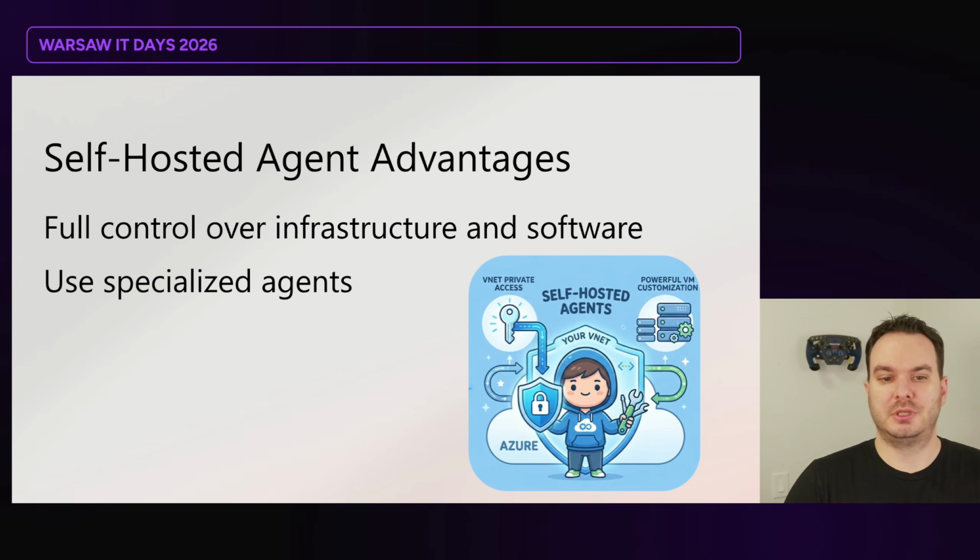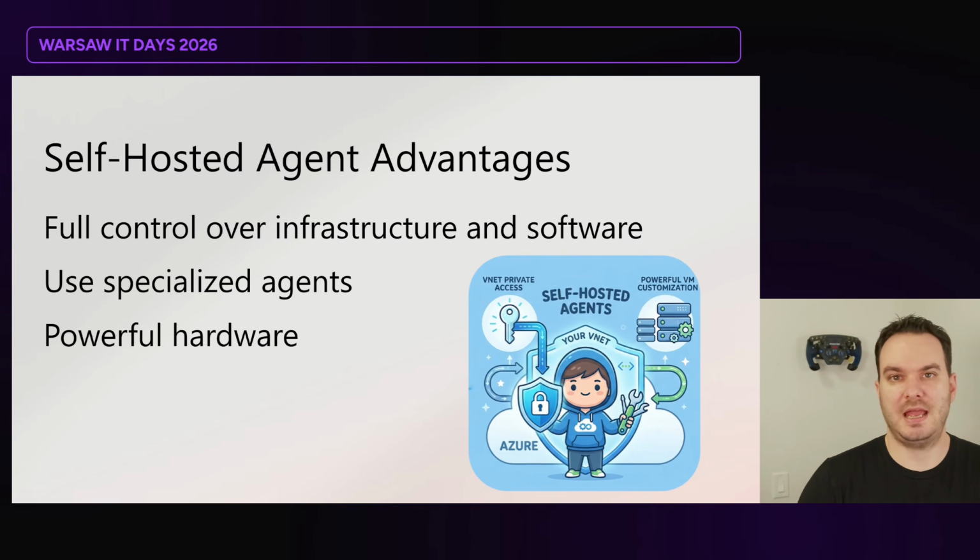This also allows you to use highly specialized agents. So for example, I can have agents that are tailored to my software, and they only have the software I need to build my packages or whatever I want to use. And with this in combination, I can have very powerful hardware. In Azure DevOps, the Microsoft hosted agent, they have, I think, 2 CPU cores and 7 GB of RAM. So that's quite limited for bigger builds. But if I host the agent myself on maybe a VM, I can use whatever size I want. So I can have 30 or 60 CPU cores, half a terabyte of memory. As long as I pay for it, I can use whatever I want.